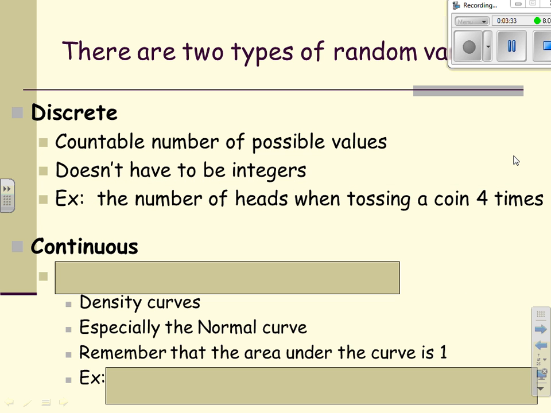An example would be the number of heads when tossing a coin 4 times. Well, you could get 0 heads, or 1 head, or 2 heads, or 3 heads, or 4 heads, but you can't get 2.567 heads.